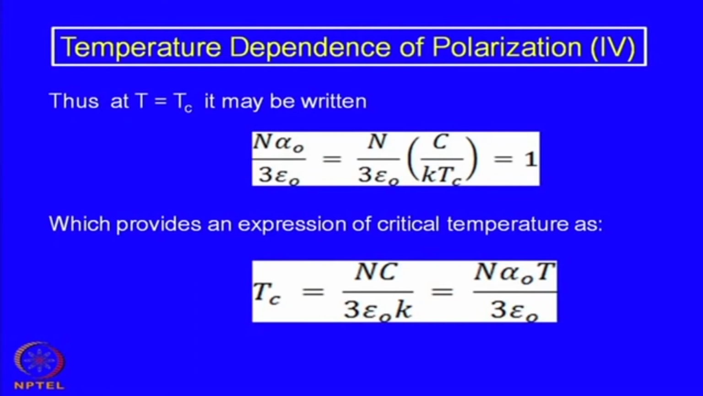Thus, at T equal to T c, it may be written that T becomes T c when n alpha naught by 3 epsilon naught becomes 1. So, this is a situation where the temperature we consider as a critical temperature, which provides an expression of the critical temperature as T c equal to this value. Okay. So, by just transposing n alpha, one can find out this is the expression for T c.